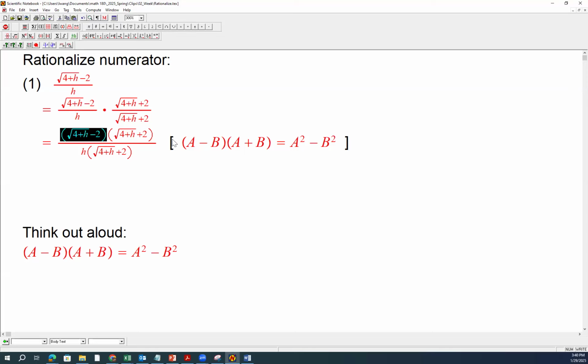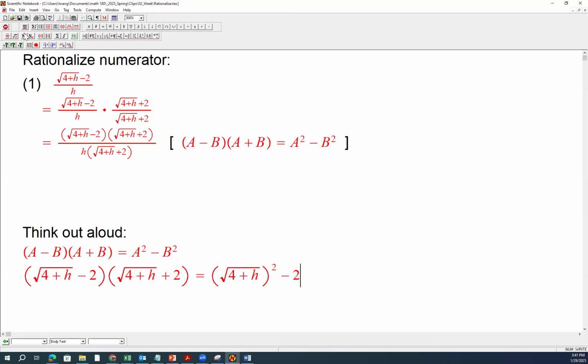And how is this formula applied to our situation? Capital A is the square root of 4 plus h. Capital B is 2. So we have an A minus B times A plus B situation. We can just apply the formula and we will get A squared minus B squared, where B is 2, so 2 squared.